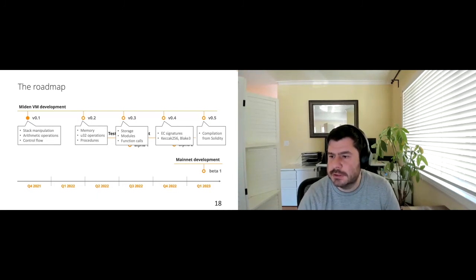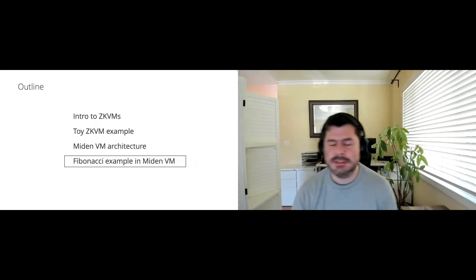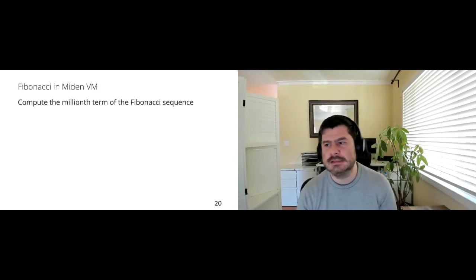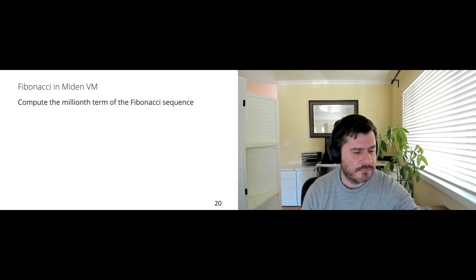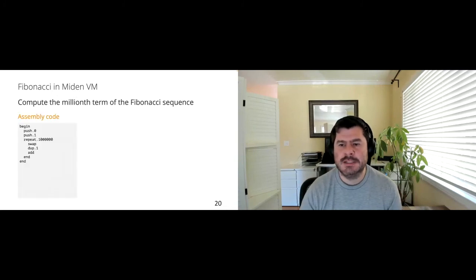I'll skip this part. Let's do a very quick Fibonacci example. We didn't get to do the actual Fibonacci example of how you write AIR for Fibonacci in the last session because we ran out of time a little bit. But just to show how to do this in Miden VM, let's say we wanted to compute the millionth term of a Fibonacci sequence. In Miden assembly, this would look something like this. It's basically a 10-line program that allows you to do this.